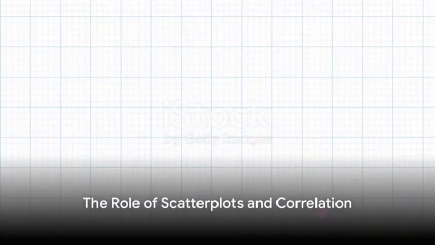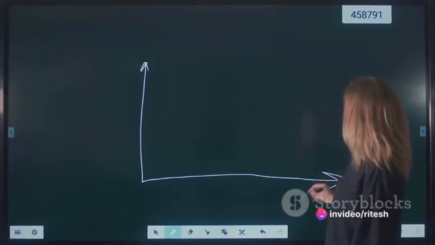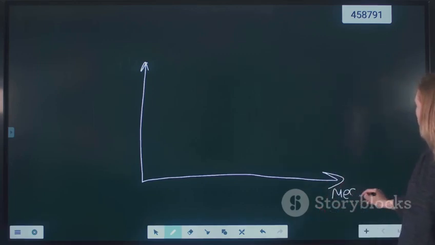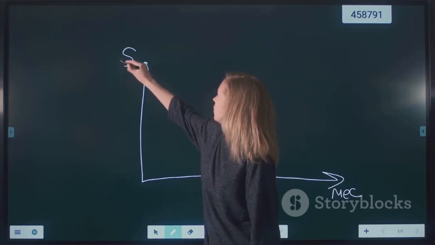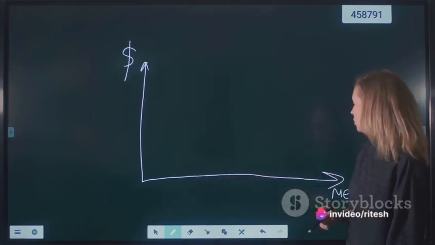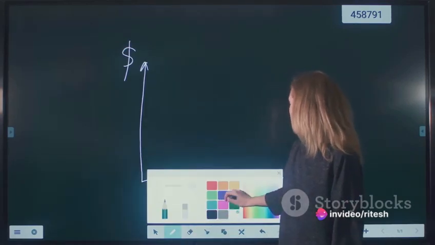Scatterplots and correlation play a crucial role in multiple linear regression. How so? Well, let's begin with scatterplots. They are our first step in visualizing the relationship between the response variable and each predictor variable. Scatterplots help us understand the nature of these relationships, whether they are linear, curved, or even non-existent.